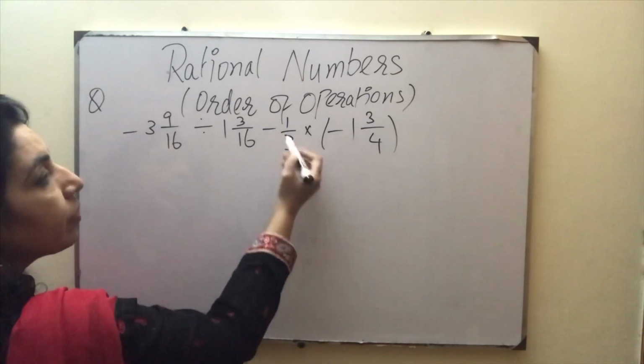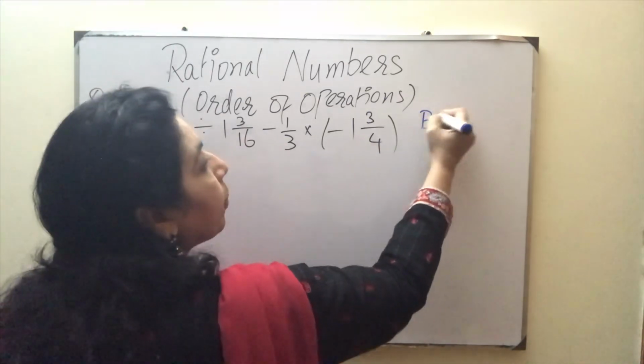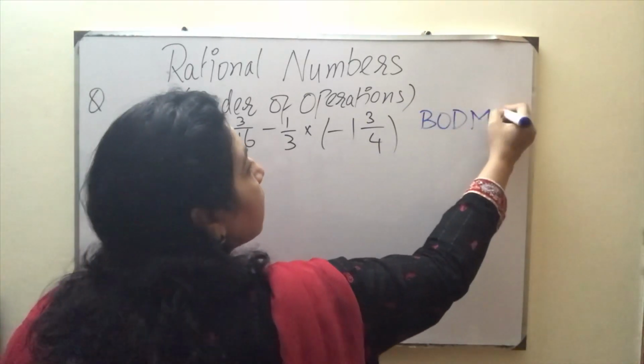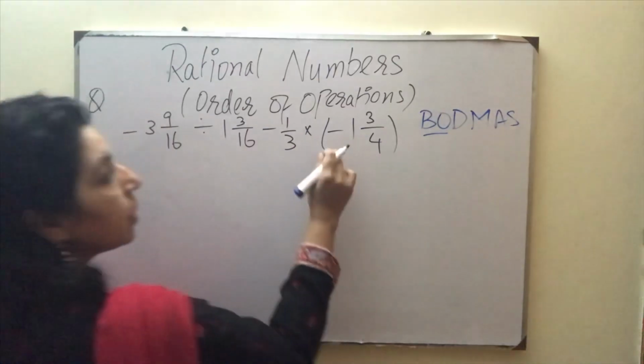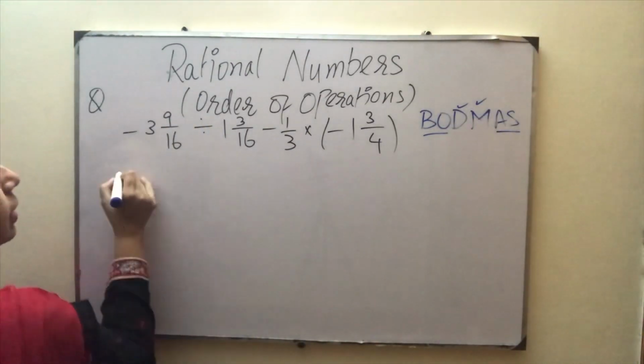The next question is minus 3 whole 9 by 16 divided by 1 whole 3 by 16 minus 1 by 3 multiply minus 1 whole 3 by 4. We have to apply BODMAS. We shall first open the brackets. There is only one bracket. Then do division, multiplication, and at the end addition and subtraction.